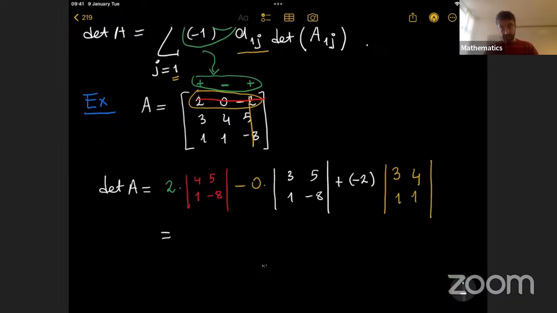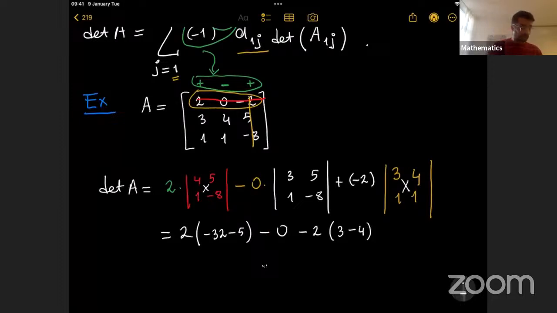Well, the determinant of the first one here, you multiply this 2, subtract this 2, so it's going to be 2 times -32 minus 5, minus 0, minus 2 times 3 minus 4. It's going to be -72, okay, minus 72. Any question with this computation? Is it all clear?